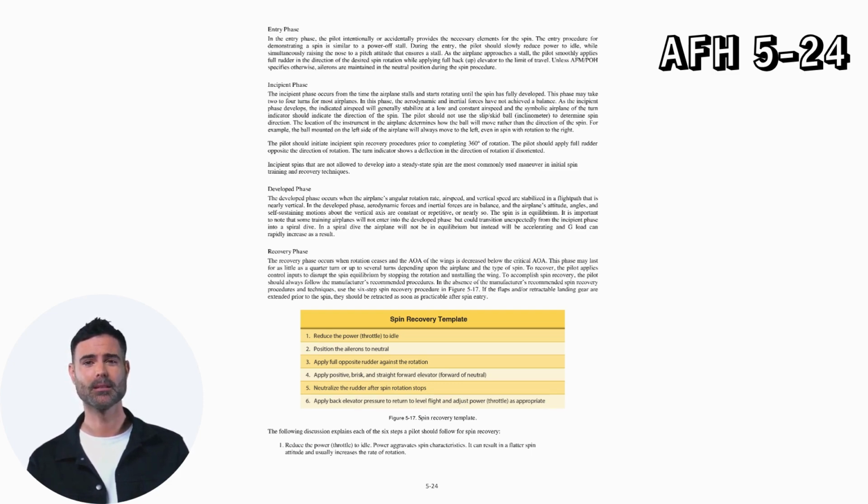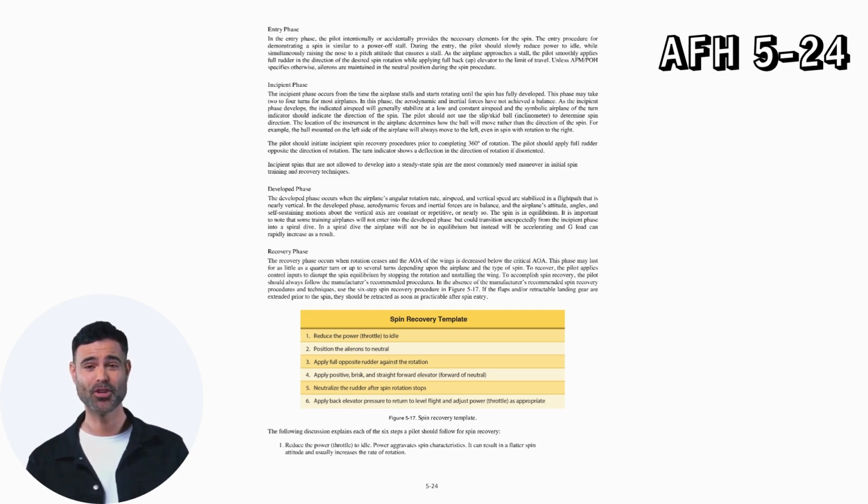Developed phase. The developed phase occurs when the airplane's angular rotation rate, airspeed, and vertical speed are stabilized in a flight path that is nearly vertical. In the developed phase, aerodynamic forces and inertial forces are in balance, and the airplane's attitude, angles, and self-sustaining motions about the vertical axis are constant or repetitive, or nearly so. The spin is in equilibrium.